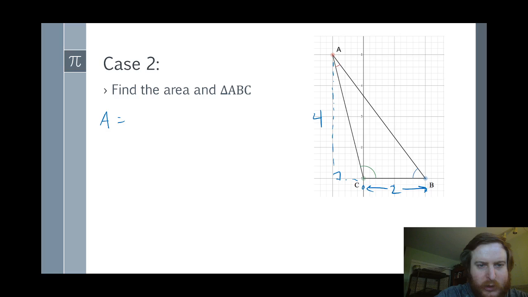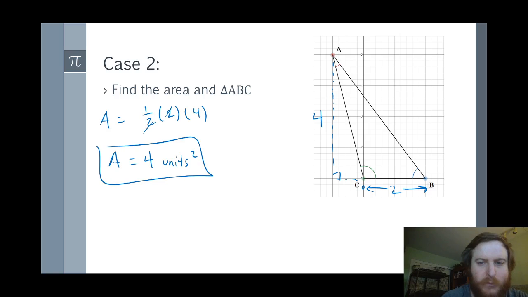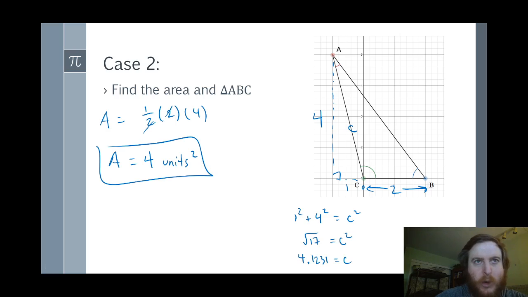Now, I'm not really going to do the perimeter on this one, but if we had to do the perimeter, what would we do? We would do a right triangle here and mark that as my C and do 1 squared plus 4 squared equals C squared. Actually, I guess I'll do it really quickly. That's square root of 17 equals C. Let's just round this off. So we get 4.1231. And then we would need to do it for this C.